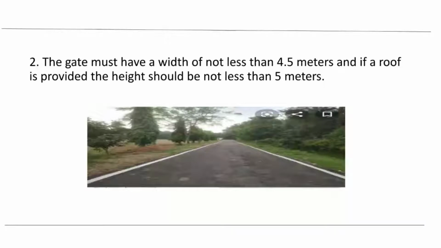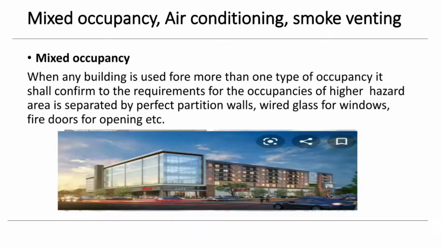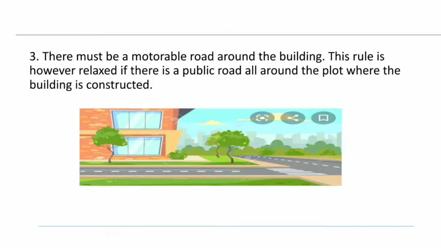This is important, because when the fire brigade engine is coming near the accident area, it should have easy access to enter. Now this is our third point. There must be a motorable road around the building. This rule is relaxed if there is a public road all around the plot where the building is constructed. In this photo you can see how the roads are near the buildings, but this is not the same case for every building.